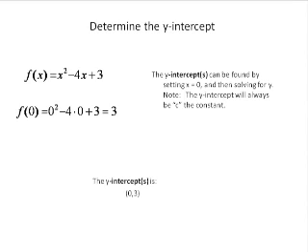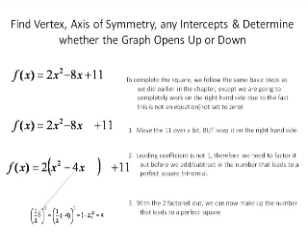To find the y-intercept, we set x equal to 0, and when you replace x with 0, all the terms will drop out except for the constant. Therefore, the y-intercept is always the constant of the quadratic function. Here's our second example. We start by moving the constant off to the side.